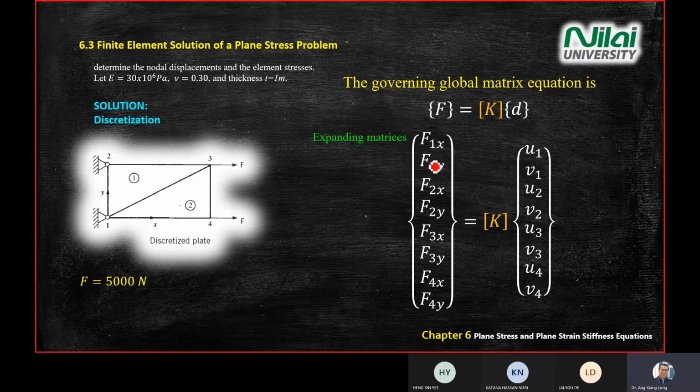So F1x, F1y, F2x, F2y, and so on. And then the K matrix times the displacement. So you have 8 degree of freedom. So you have 8 displacement there, U1, V1, and so on until point number 4. Okay, so this slide should not have any problem. Stop me if you're not able to understand why there is a 8 point there.